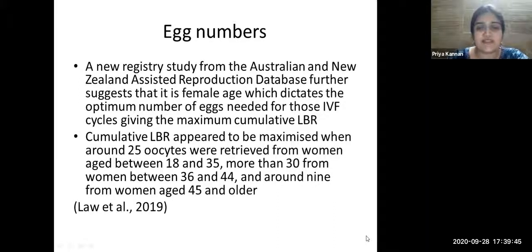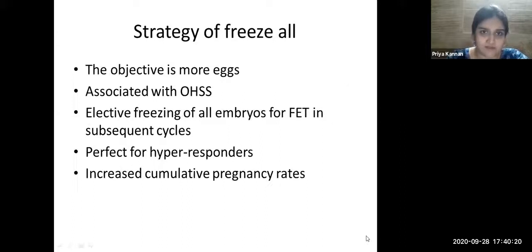A new registry study from the Australia and New Zealand database further suggests that it is female age which dictates the optimal number of eggs needed for IVF cycles, giving the maximum cumulative live birth rate. The cumulative live birth rate appears to be maximized when around 25 oocytes were retrieved from women between age 18 and 35, more than 30 between 36 and 44, because of the aneuploidy rate in the eggs, and around 9 with women 45 and older, because at that age even to get 9 is going to be very difficult.